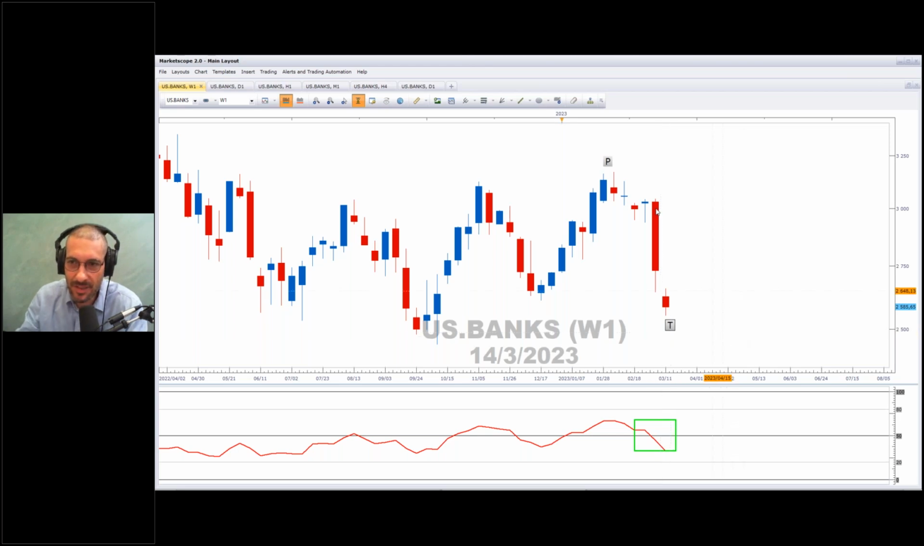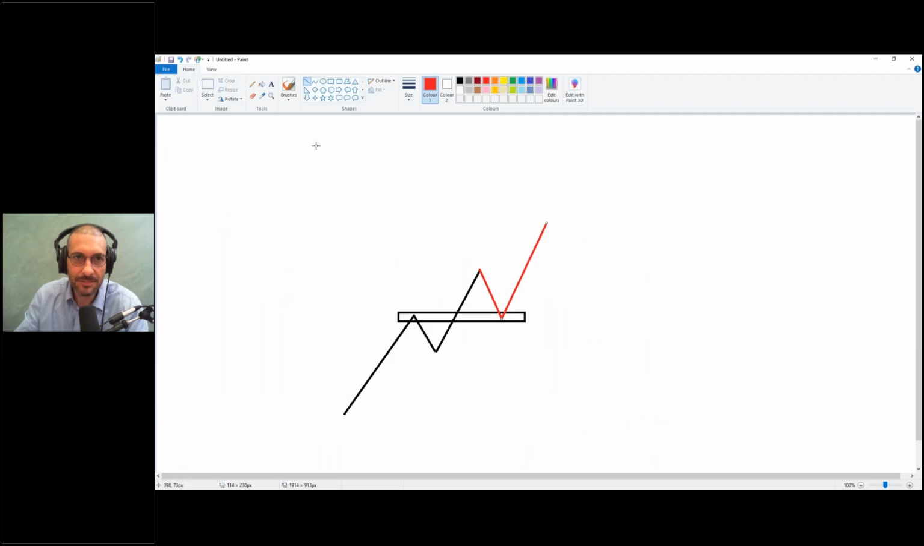Yeah, this is because of what happened to SVB. You can see that the banks have really just been absolutely hammered. And again, I want to make this case here. We don't have an uptrend anymore. We've lost the uptrend because this is now a lower trough. This is a lower trough. Here is the previous trough. Now think about it. Let's bring up our Microsoft Paint.